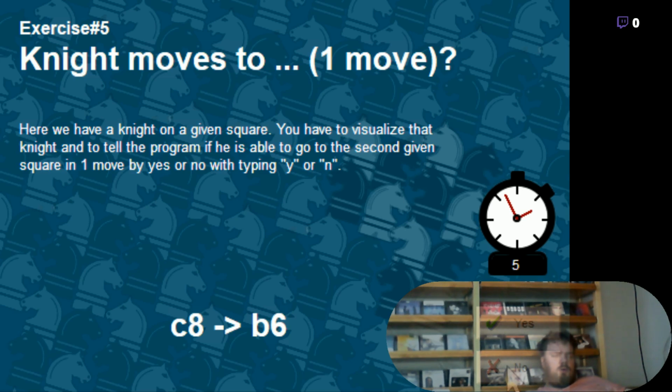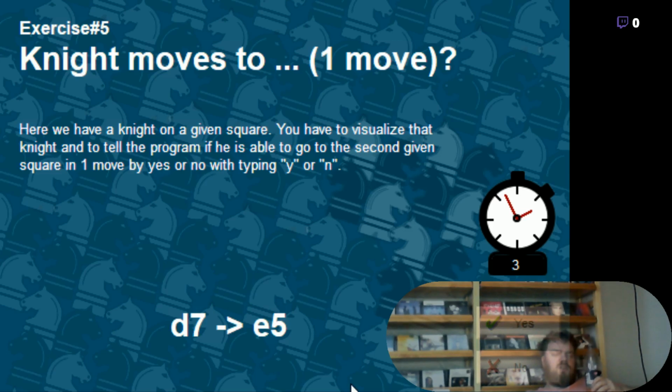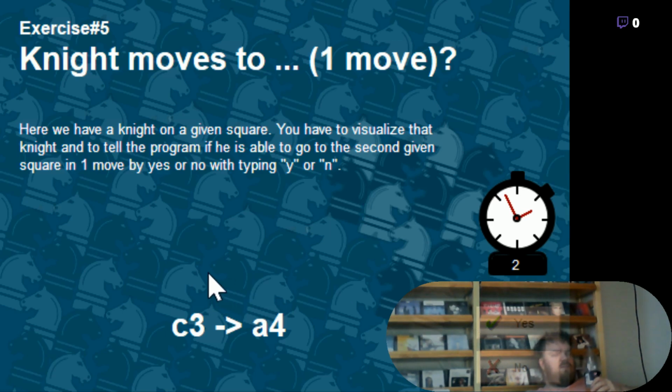c8 light square, b6 dark square. So yes. I think I kind of lost the thread here, but I need to visualize both squares, d7 and e5, to make the visualization stronger. So I think I misplayed this a bit. c3 and a4. c3 could be jumping to b5 or a4, but not. So yes.